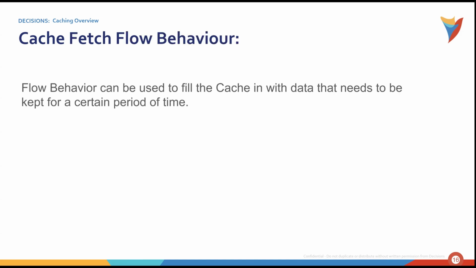So next we move ahead towards the cache fetch flow behavior. The flow behavior can be used to fill the cache with data that needs to be kept for a certain period of time. Now I will quickly hop into my studio and walk you through the whole process of cache fetch flow behavior with the help of one example.